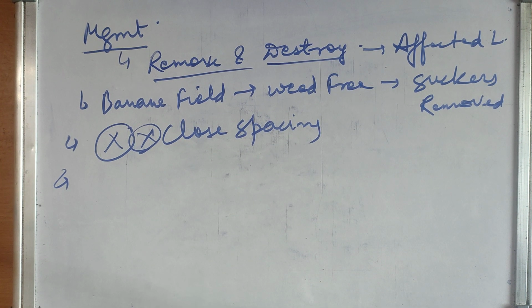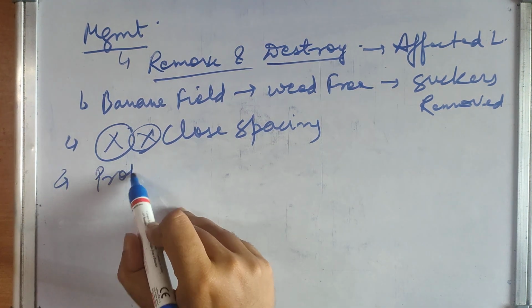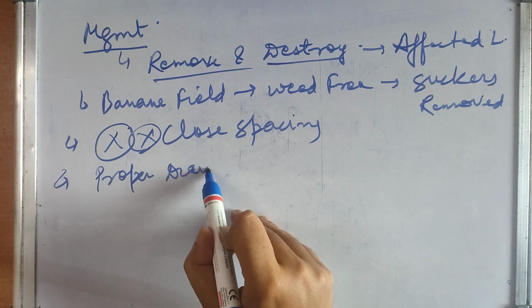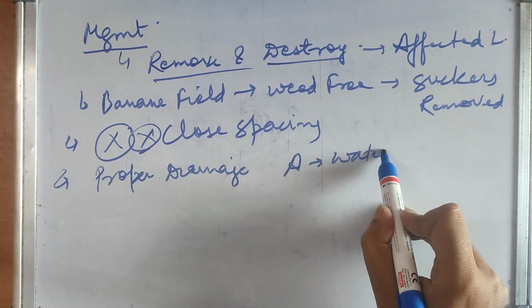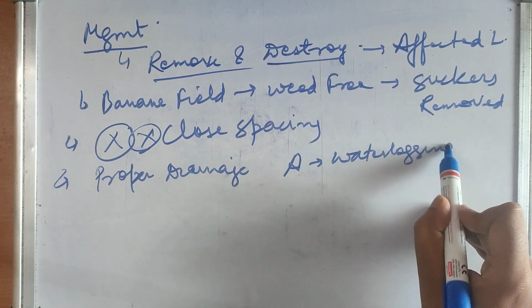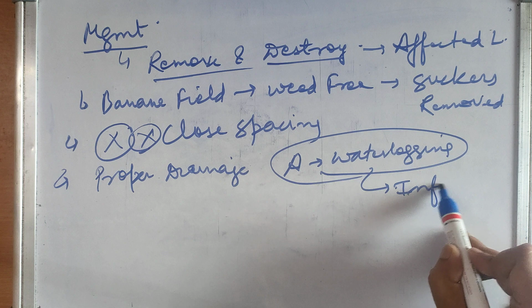Ensure proper drainage and avoid waterlogging, which favors infection. There should be proper drainage in the field, and we should avoid waterlogging because waterlogging leads to growth of fungus and infection.